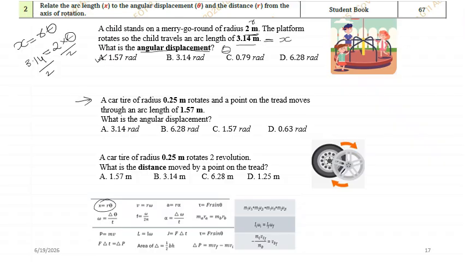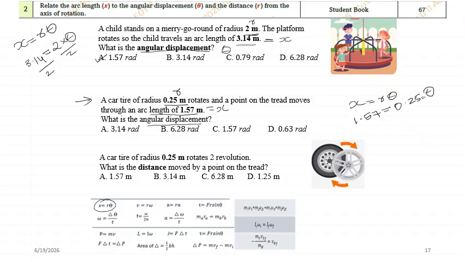Now let us go to the next question. In this question, a car tire radius is given. So this will be the radius. The tire rotates and a point on the tread moves through an arc length of 1.57 meter. Okay, so again the same idea, x is given and r is given, and then what do they need? Angular displacement they need. Okay, so I think it's easy. The same way you can calculate, x is equal to r theta.